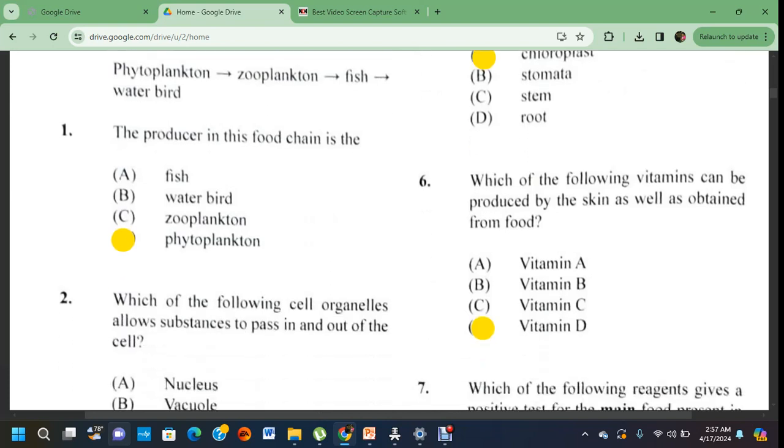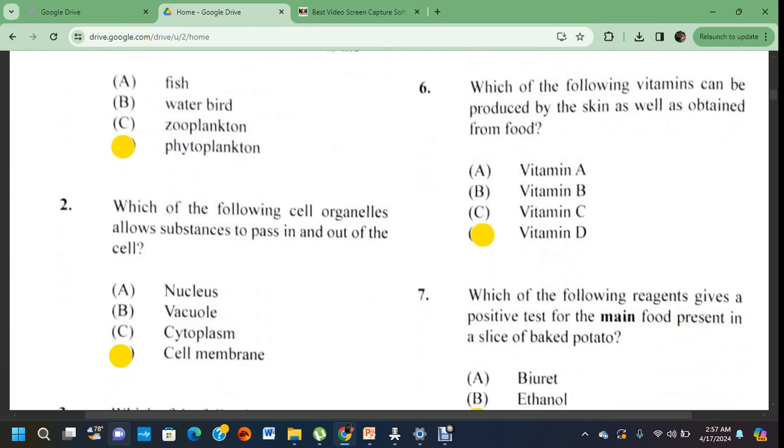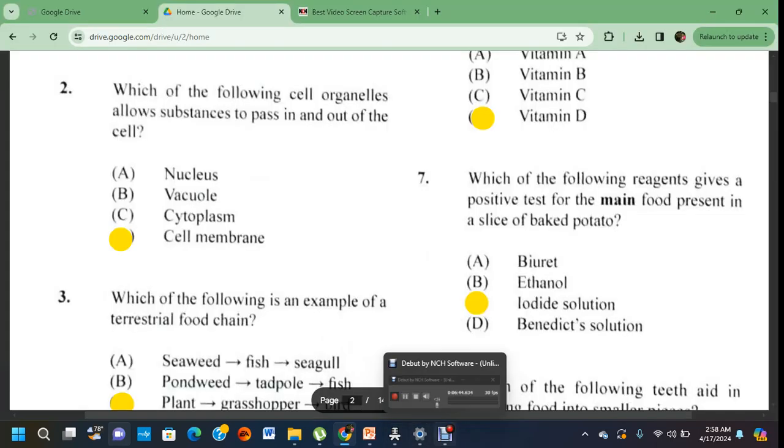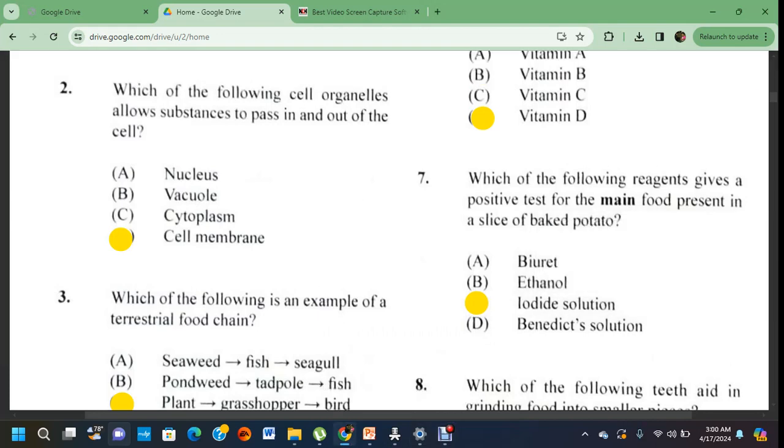Number 6, which of the following vitamins can be produced by the skin as well as obtained from food? And that is vitamin D. Let's go down to number 7. Which of the following reagents gives a positive test for the main food present in a slice of baked potato? And of course, the answer for that is C. Right, so iodine. The iodine solution is a compound or a chemical that will contain iodine.